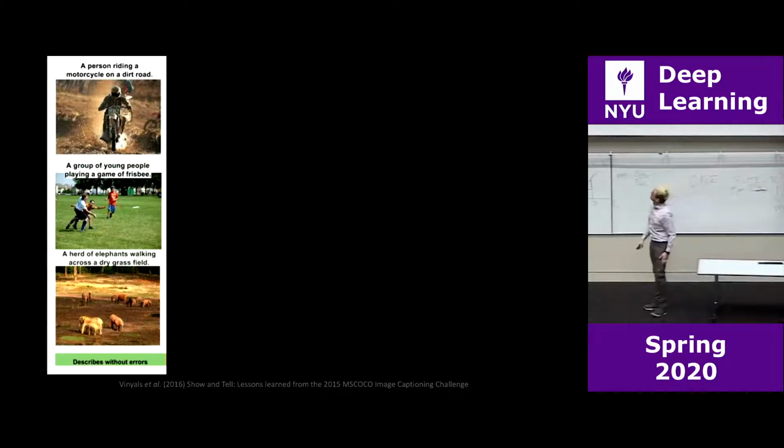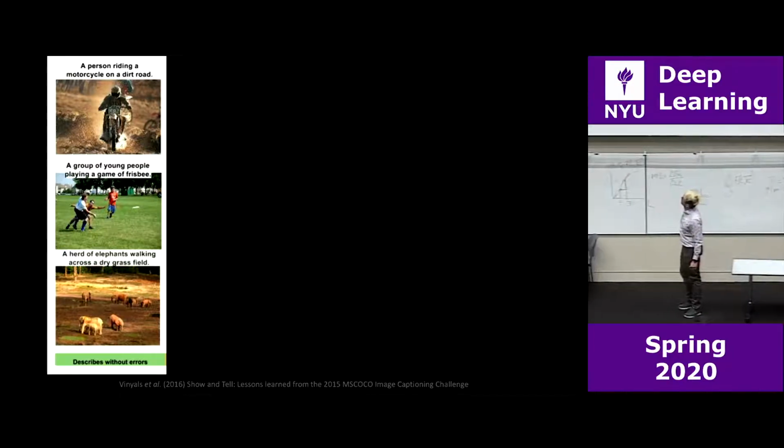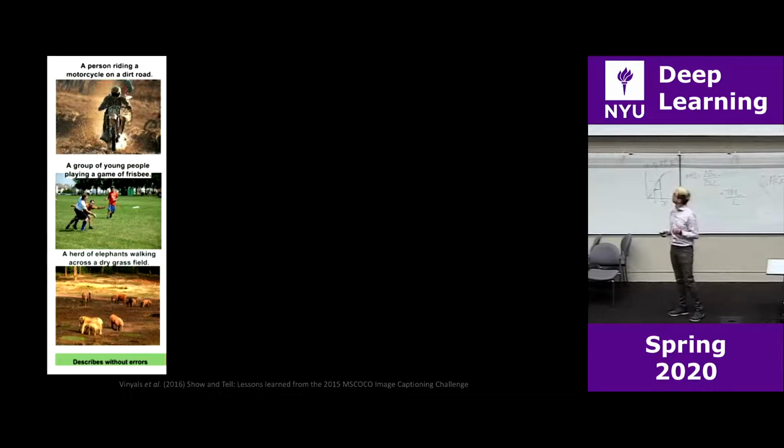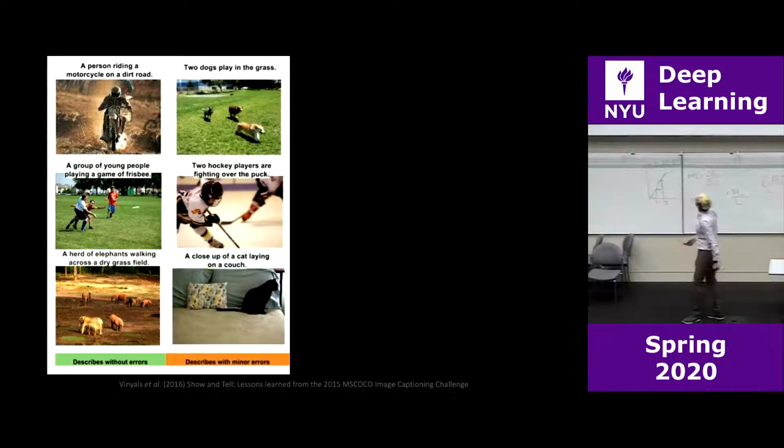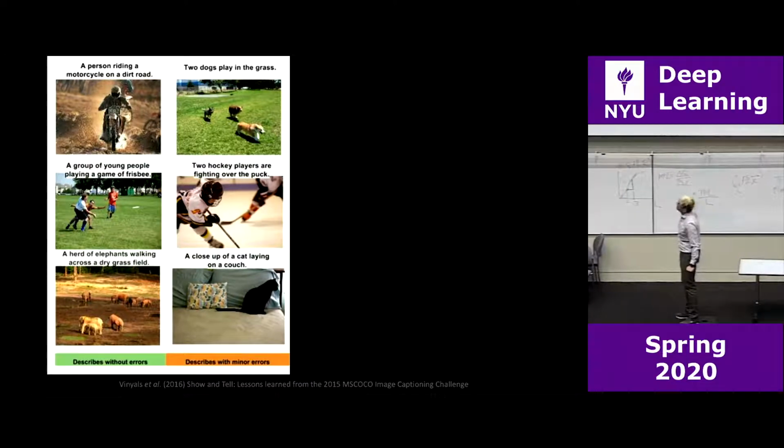So for example, in the central one, we have a herd of elephants walking across a dry grass field. So it's very, very well refined, right? Then you have in the center here, for example, two dogs play in the grass. Maybe there are three, but okay. They are playing in the grass, right?